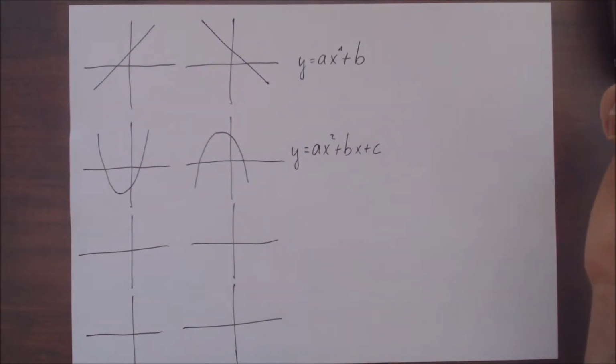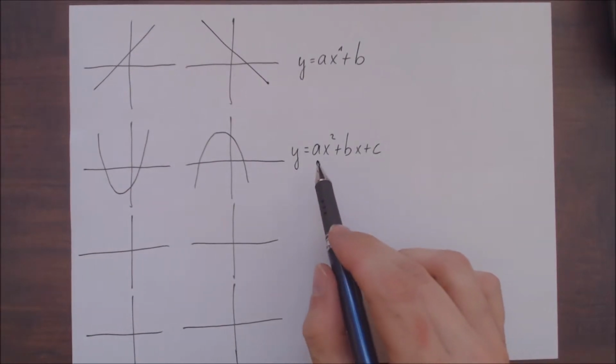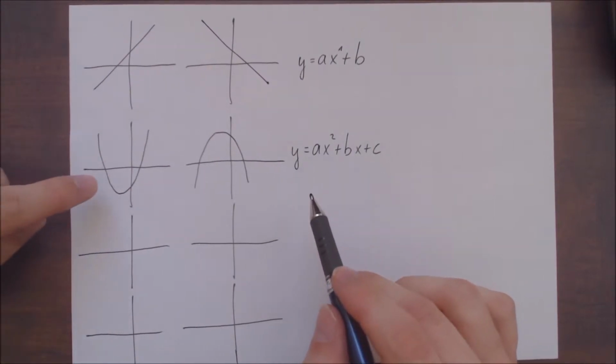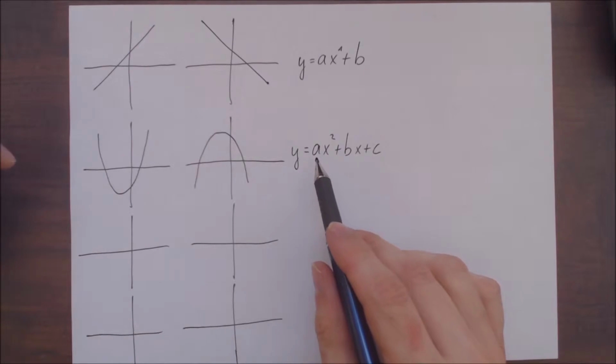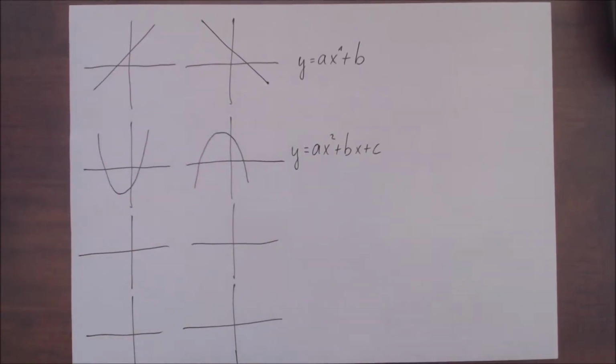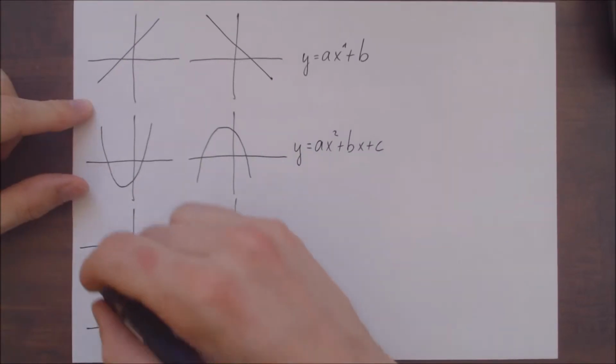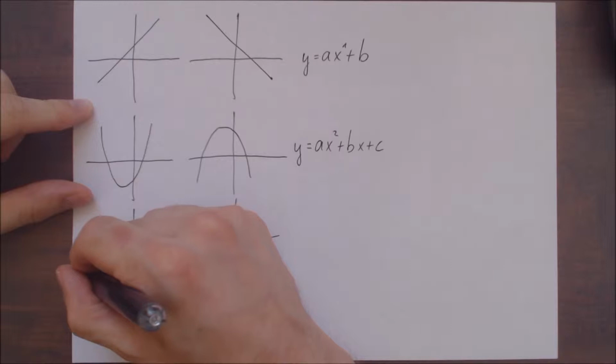For example, if we have a line which is y equals 3x plus 5, then it's positive, it's like this. Or if it's minus 3x plus 5, then it's like this. The same here. If a is positive, we have this parabola, and if a is negative, we have this parabola, which is open downwards.